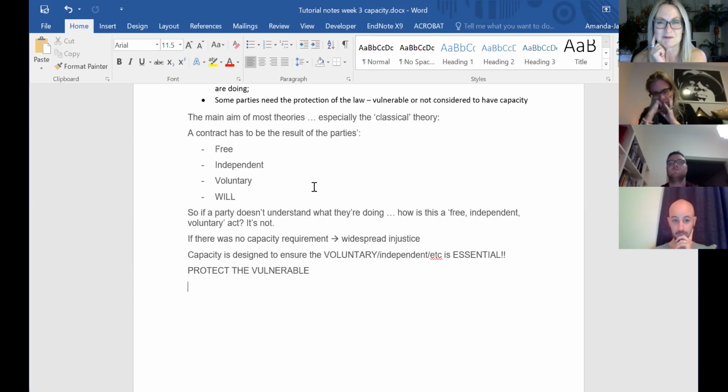Okay, so that's the whole rationale. And what's the go with minors? Because they're the two main ones I wanted to focus on tonight, given the focus of the tutorial problem. The two main we have. What about the mental incapacity of someone who knows what they're doing, but is not in the correct frame of mind doing so?